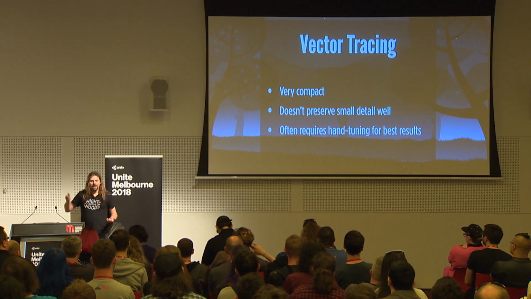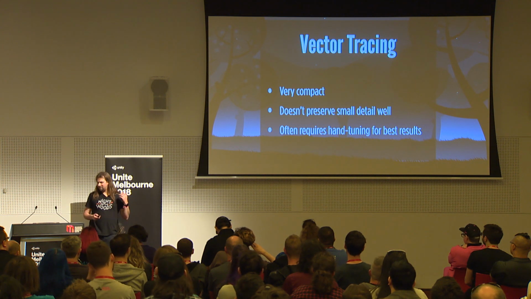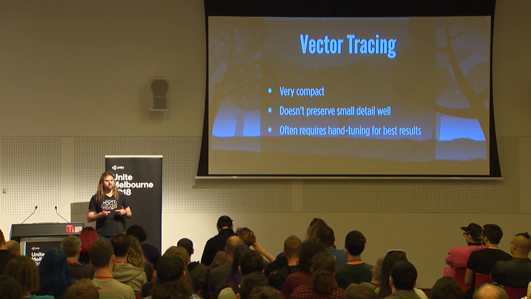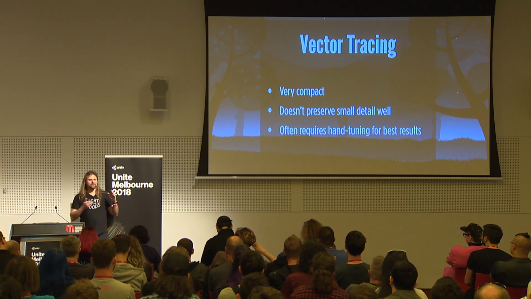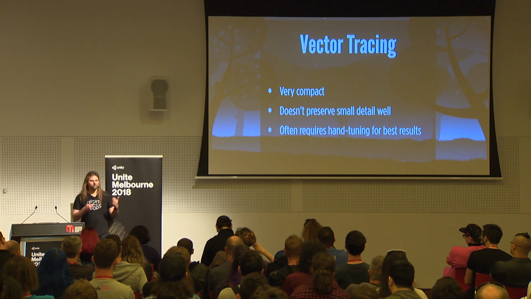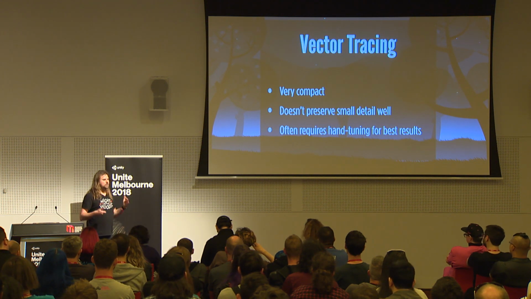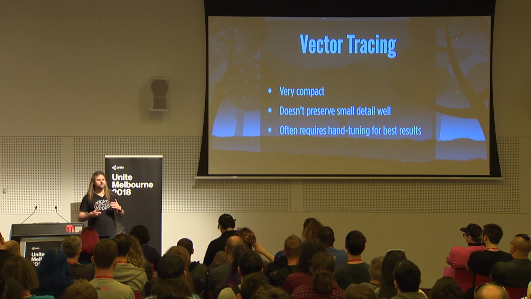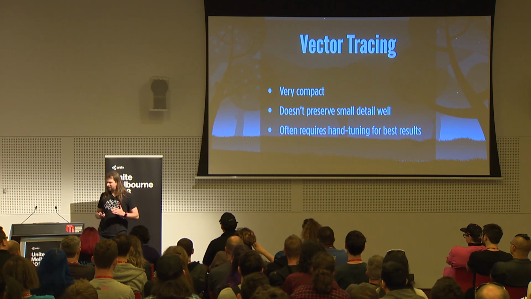But yeah. Another problem with vector tracing is it does not preserve the small detail well. So we end up with little weird bumps and nodules, especially at the corners and intersections of things, and we tend to require hand tuning for the best results. That's not really going to fly. We have over 4,000 individual sprites. I have better things to do with my time.